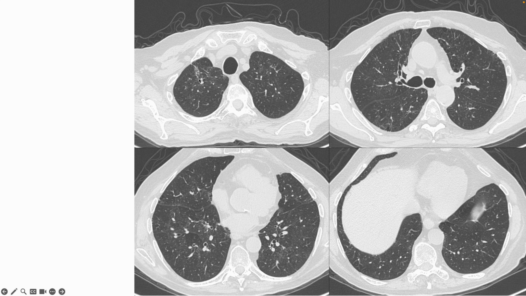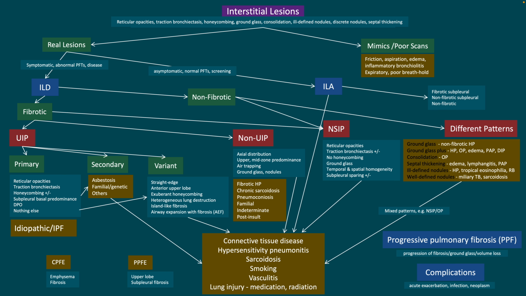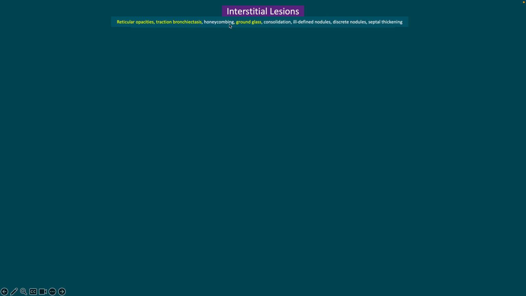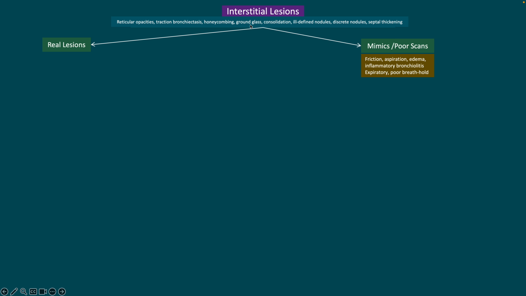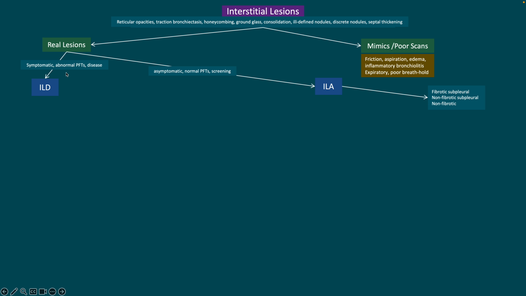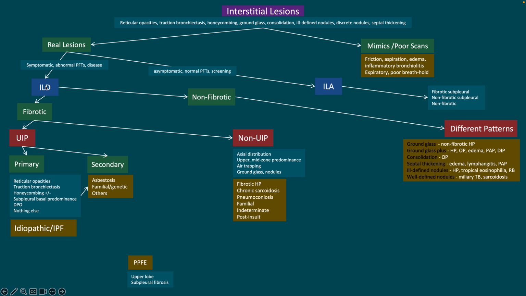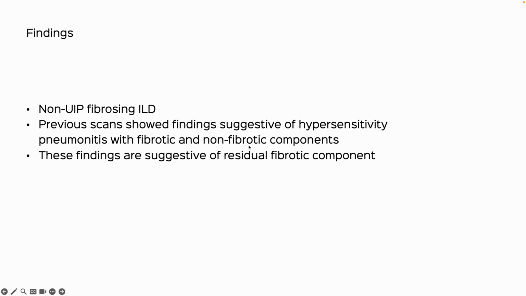And you can see that there are reticular opacities, a little bit of traction bronchiectasis, some ground glass. If you look at the unified approach that I've now started adopting, this patient has these three signs here. We know that these are real because they're good quality scans and they're not mimics. The patient was symptomatic, so we know it's an ILD. We know it's fibrotic, and because of the axial distribution, upper mid-zone predominance, a little bit of ground glass, it has a non-UIP pattern. So this is the constellation of findings.